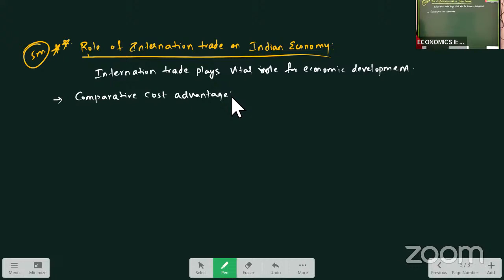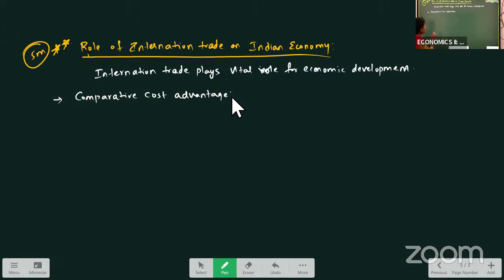Foreign trade helps to produce those commodities which have cheaper cost than others. It results in less cost of production. If all the countries adopt this procedure to produce the goods which have less comparative cost, it will lead to availability of goods at lower price. So how do we get the comparative cost advantage?